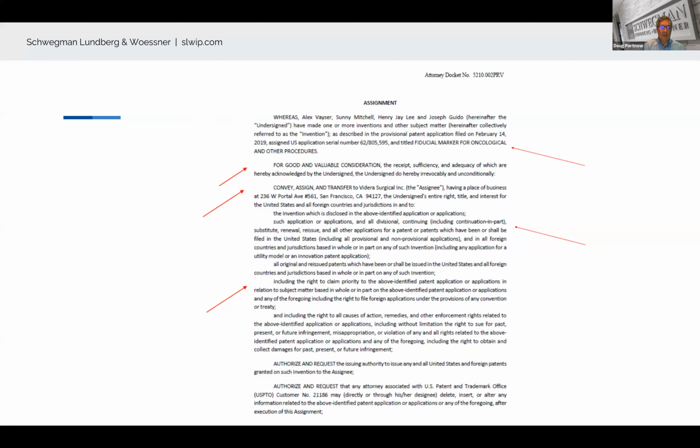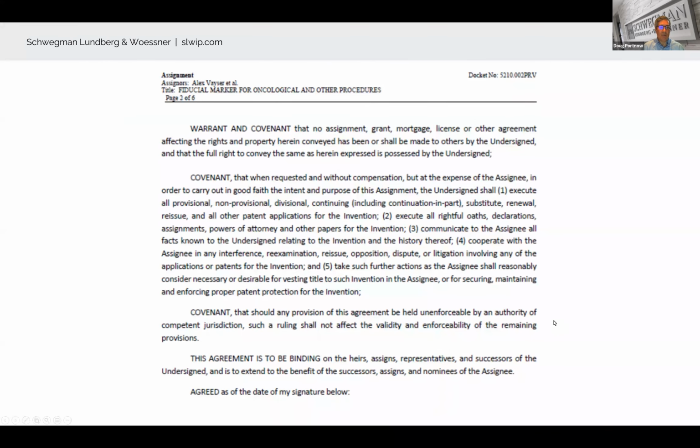And then the last red arrow on the left is also important for jurisdictions such as the EPO, the European Patent Office, where you want to specifically enumerate that you are transferring the right to claim priority from the present application back to any earlier patent application. If you don't transfer the right to claim priority, then you would lose that priority in some foreign jurisdictions such as Europe.